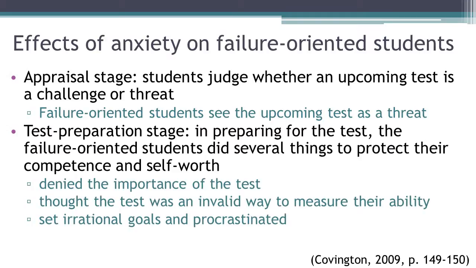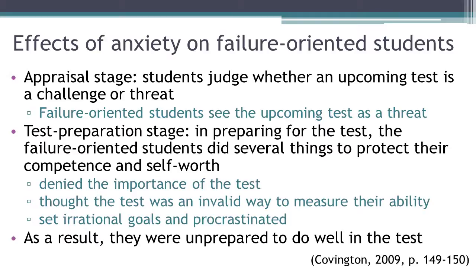Students then begin to prepare for the upcoming test. In this test preparation stage, Covington found that the failure-oriented students did several things to protect their competence and self-worth. Typically, they denied the importance of the test, or thought that the test was an invalid way to measure their ability. They also set irrational goals and procrastinated. As a result of these ineffective strategies, they were unprepared to do well in the test.